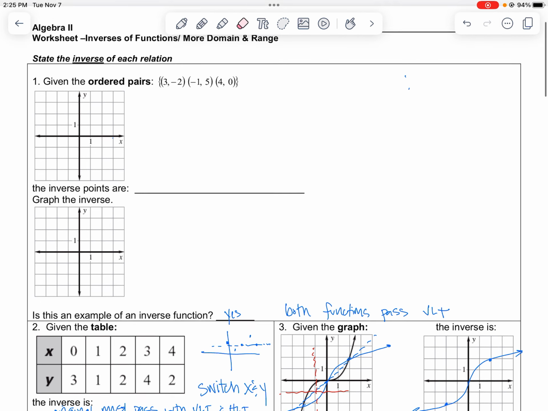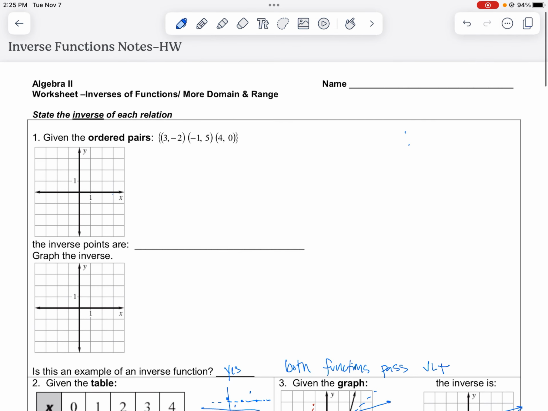So first, given this set of ordered pairs, I ask you to find the inverse points. The inverse is found by switching the x and y values. What that means on a graph is that you'll be seeing a reflection over the line y equals x. So the points of the inverse would be -2, 3; 5, -1; and 0, 4.